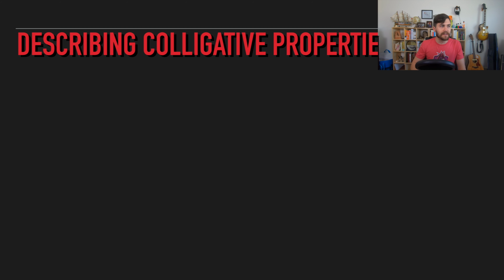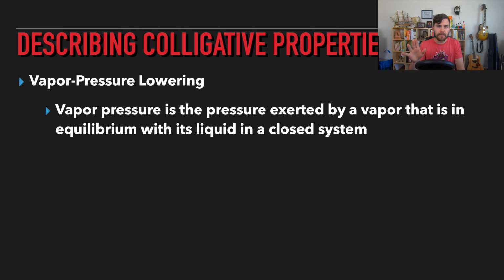We have 3 specific examples. First is vapor pressure lowering. So maybe we need to review what the heck we are talking about. Vapor pressure is the pressure exerted by a vapor that is in equilibrium with its liquid in a closed system. What? Okay, so what's a vapor? A vapor is a gas, right?